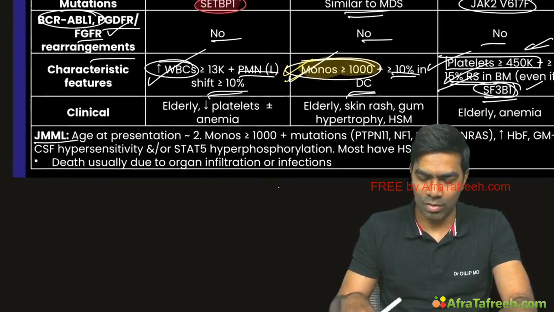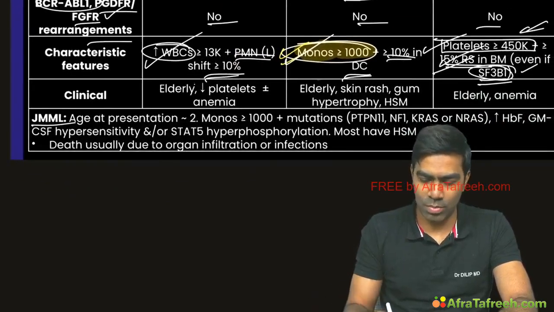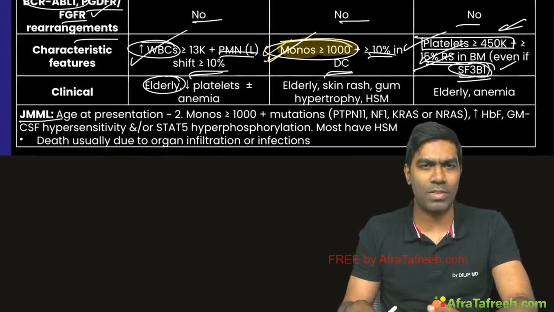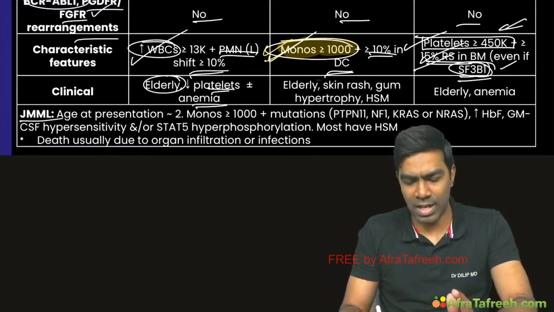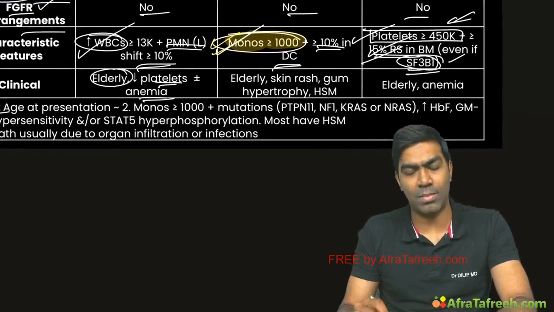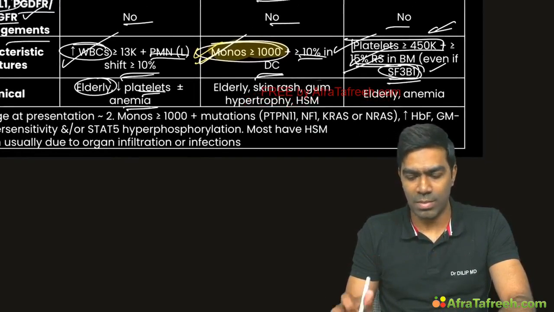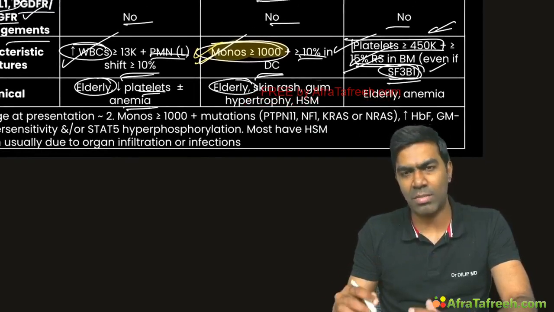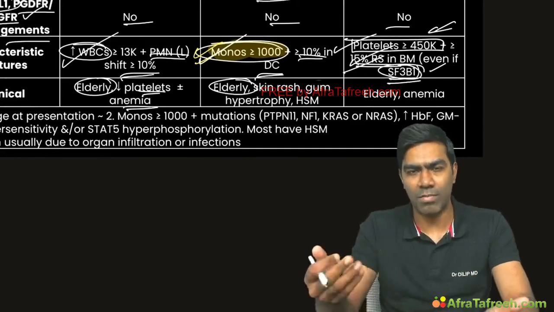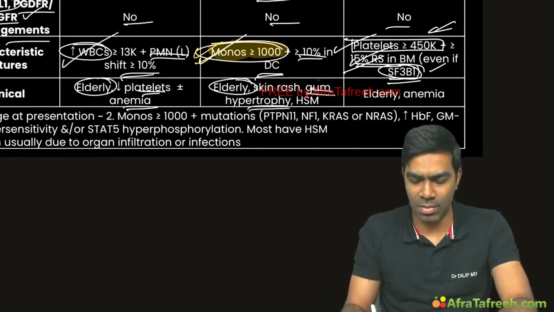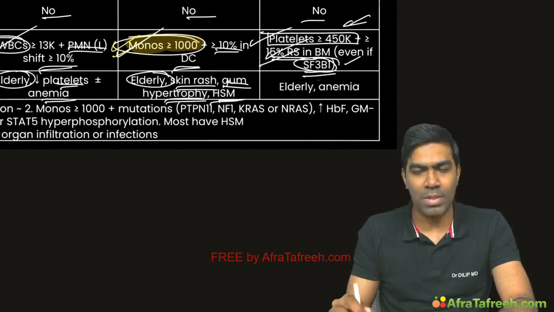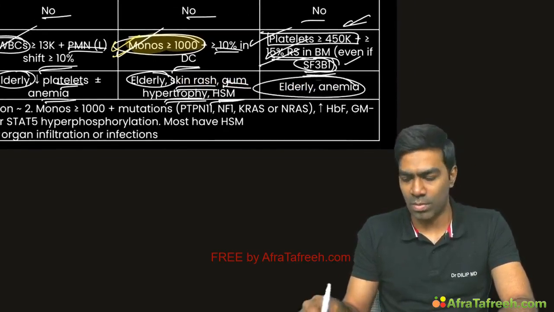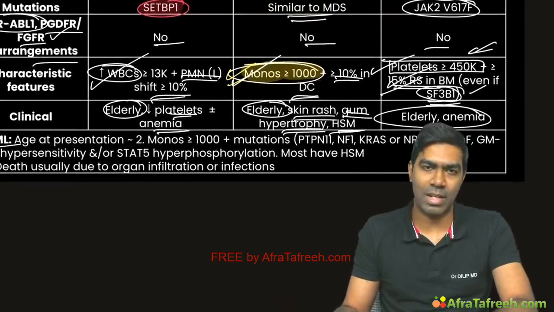So clinically, how are they going to present? Atypical CML patients are going to be elderly. In fact, almost all of these patients will be older, and patients will have cytopenias like anemia as well as thrombocytopenia. CMML patients can sometimes behave like the AML M4, M5 variants, which can present with gum hypertrophy, skin rash, and hepatosplenomegaly. And MDS/MPN with ring sideroblast patients are going to present with anemia predominantly, as the name implies.